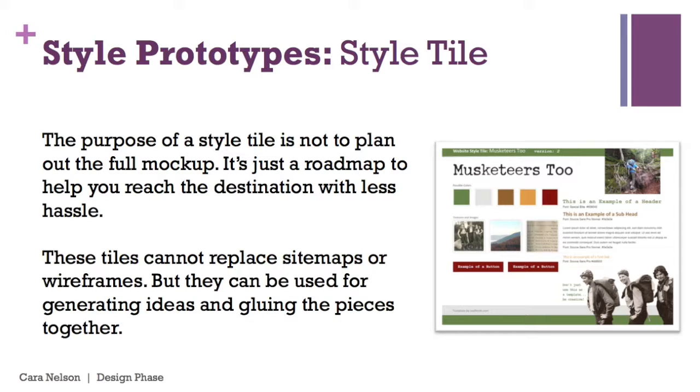So we have a style prototype. This is a style tile. This one is a little bit more detailed. Has a logo in it. The types of imagery that's going to be in this. This is more of a historical website. And so imagery. So the style tile is not to plan out a full mock-up. This isn't a full mock-up because it's not actually the web page. We're using generic text and some headline stuff. It's just a roadmap to help us reach that destination.